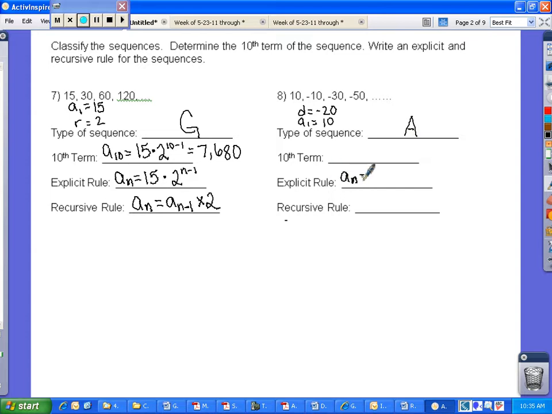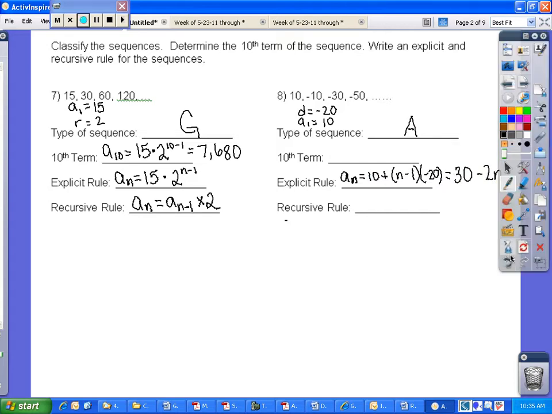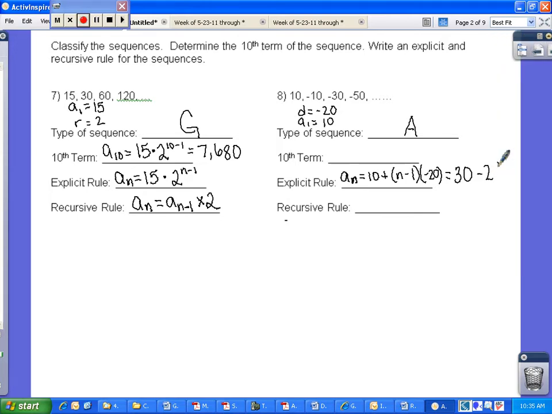It's going to be a sub n equals a sub 1, which is 10, plus n minus 1 times the common difference of -20. Now you could go ahead and simplify that to 10 plus 20 is 30, 30 minus 20n. So you could do that. But you could also leave it in the other form. But if it says to simplify, you're going to want to distribute this 20 to the n and minus 1 and then combine like terms of 10 and 20 to give you 30.